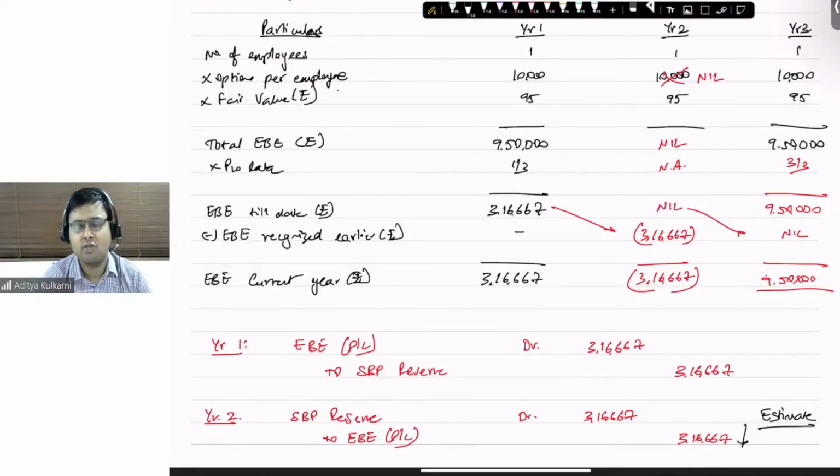It's just that you believe they do not vest. Okay, options are very much alive. It is a 3-year option tenure. So therefore, at the end of 2 years, options are still alive. So don't take it to retained earnings. You will take it to P&L.